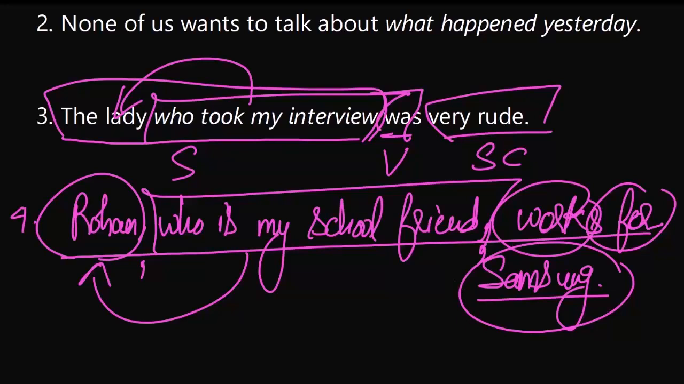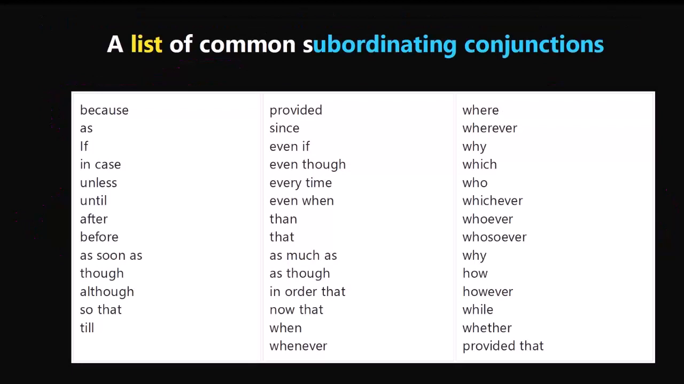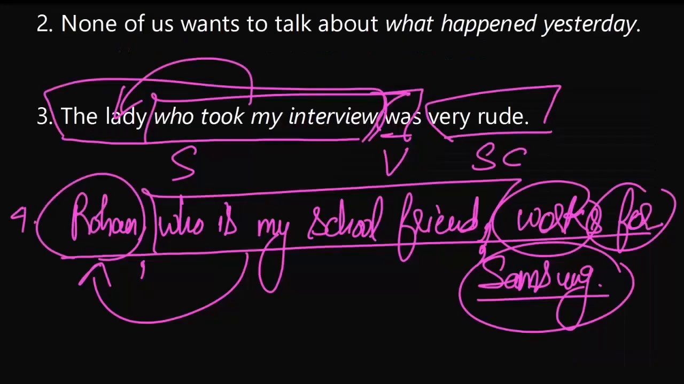So this is what a complex sentence is. It's a combination of two clauses, dependent and independent. You're going to have just one independent clause and one or more dependent clauses, right? And all the dependent clauses start with a subordinating conjunction. You can have one dependent clause, 2, 3, 4, or as many as you need, right?